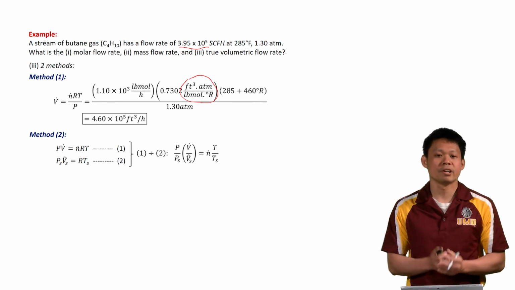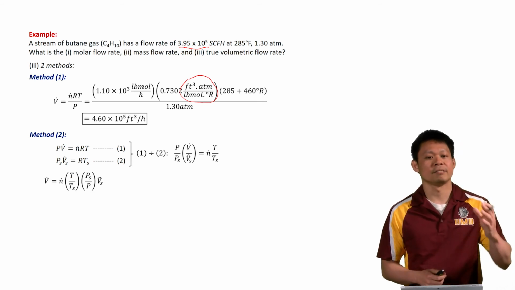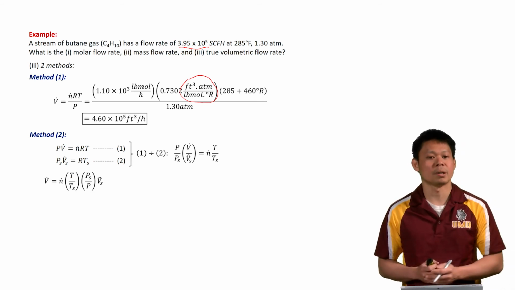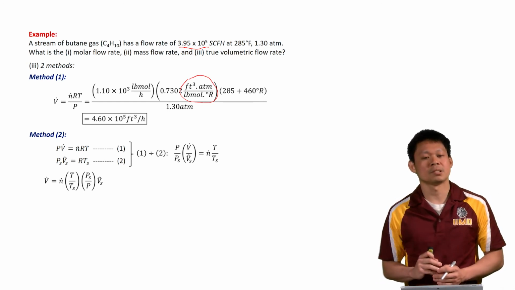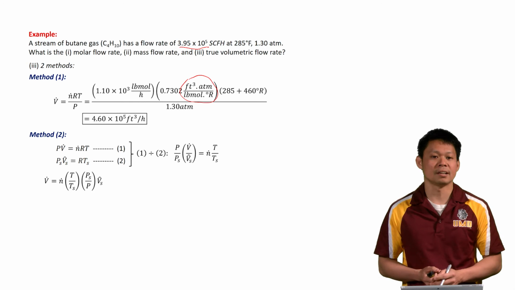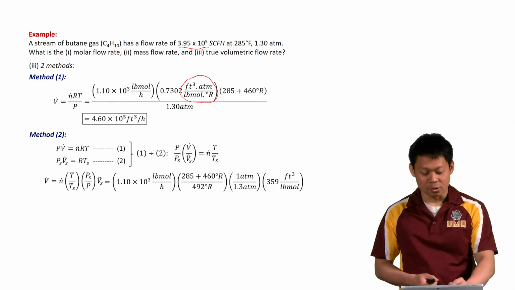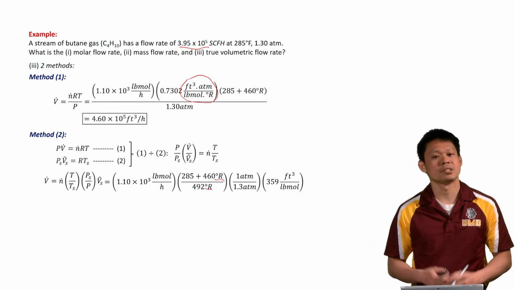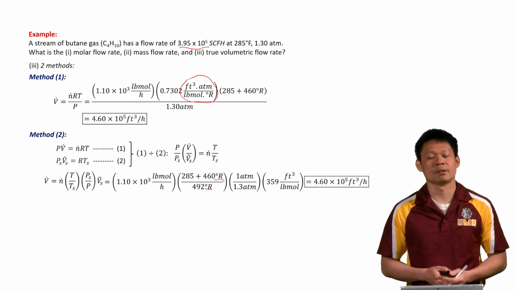So now I'm going to rearrange this in terms of V dot, because that's what we're trying to find. And now we have V dot equals n dot, which we know from part 1, times the ratio of temperatures, times the ratio of pressures, times our V hat sub S, which we know is 359. Now we can put in the values. I'm doing my temperatures in Rankine. I'm keeping my pressures in atmospheres. That's going to cancel away. And once I put in these numbers, I'll end up with the same value.